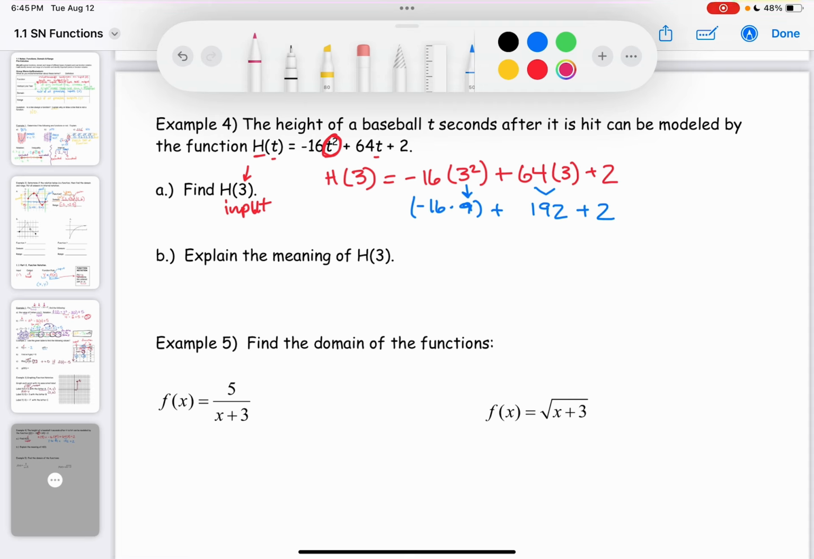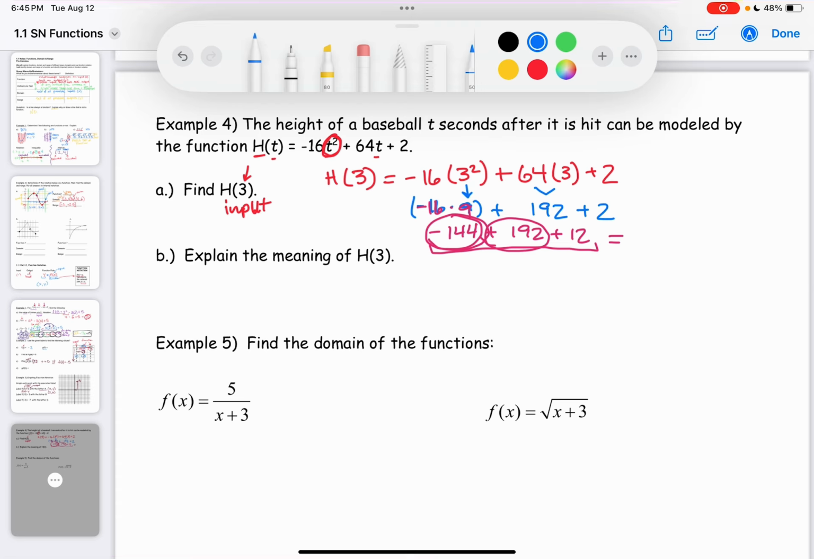I need to do negative 16 times 9. So 16 times 9, that's 90 and 54. That's going to be negative 144 plus 192 plus 12. Now I can combine these. And if you see, we've got a big negative number that we're about to add a big positive number to. And those are probably going to kind of neutralize each other.